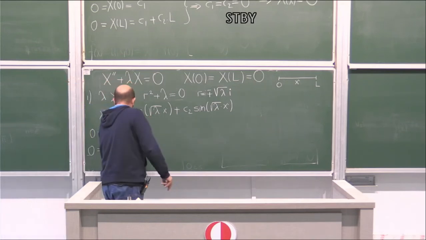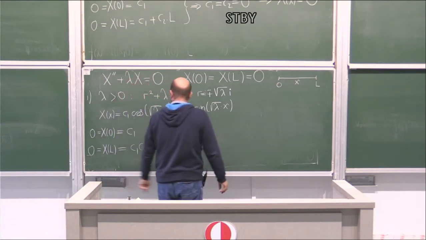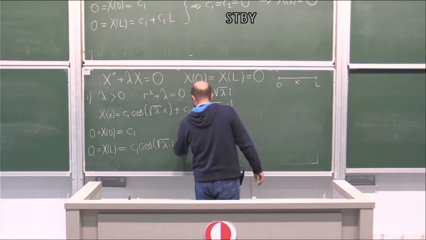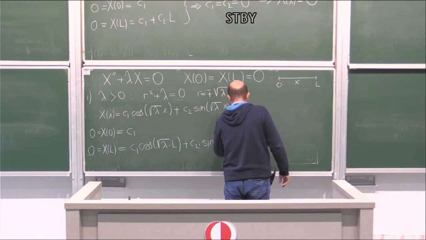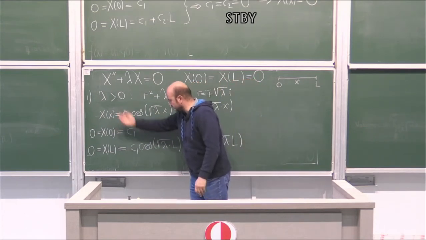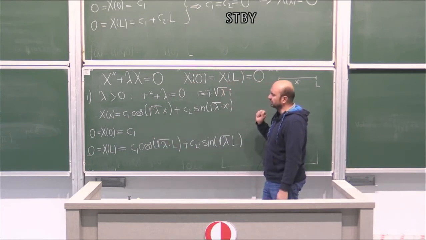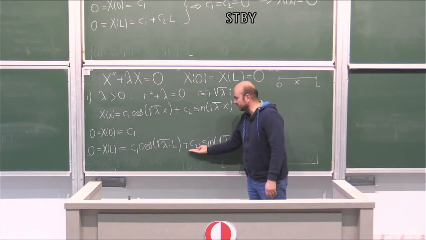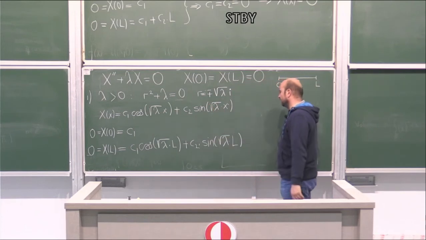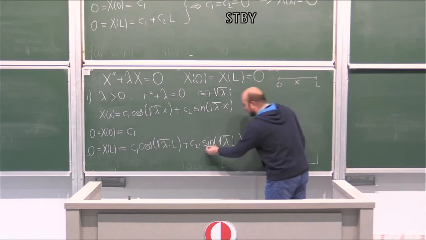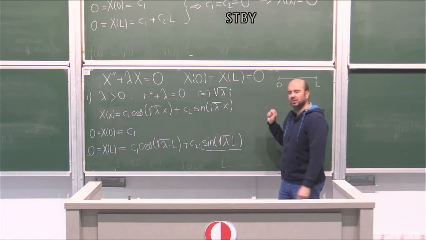If I plug in L here, I know C1 is 0, so we have C1 cosine square root of lambda times L plus C2 sine square root of lambda L. Now I know the first part is 0, because C1 is 0. So then this part must be 0. And there are two ways for this to be 0. Either C2 is 0, and I get the trivial solution, nothing comes out of it. But also, I could have sine square root of lambda L be 0, which is another possibility.